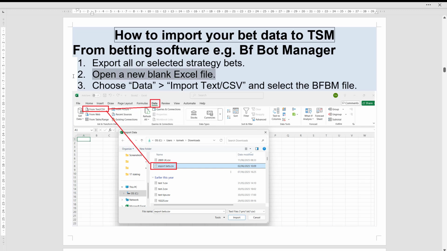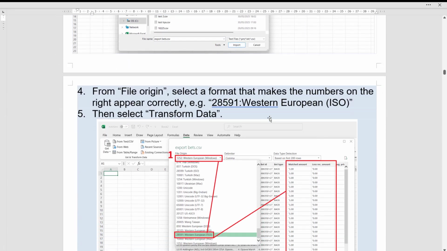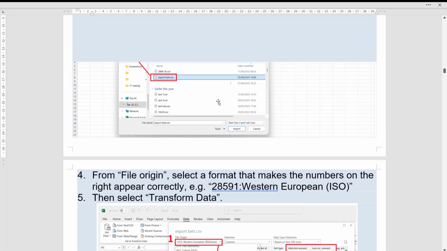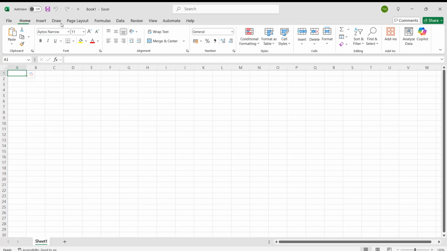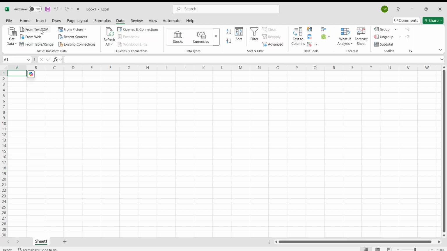Then you need to open a new blank Excel file. And then you don't open the file you just exported directly. You need to import that data into this Excel file. The reason we do this is because we're going to need to manipulate and transform the data. So we don't want to just open the file. So we open a new blank Excel file, so a blank worksheet, and you choose Data, Import from Text CSV, and find the file you want. So here, Data, and Import from Text CSV.